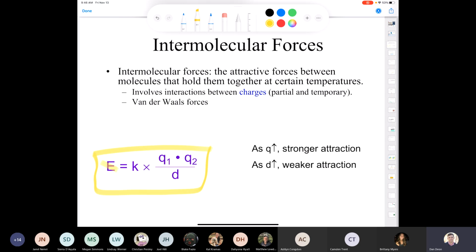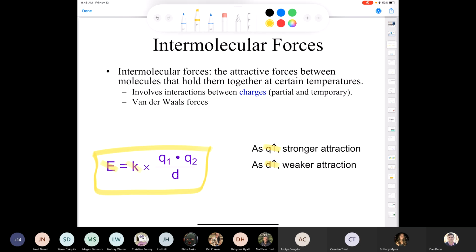We said that lattice energy was equal to a constant multiplied by the product of the charges divided by the distance between atoms. Well, I want us to think about this equation as we move through intermolecular forces. We know that as the charge gets bigger, we have a stronger attraction, and we also know that as the distance gets bigger between the particles, we have a weaker attraction.